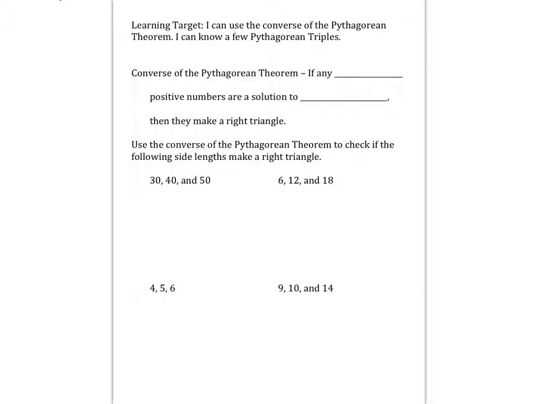So if we look at the definition, converse here means opposite. Converse of the Pythagorean theorem: if any three positive numbers are a solution to the Pythagorean theorem, and I'll abbreviate theorem THM, then they make a right triangle. So again, this is the opposite of the Pythagorean theorem.